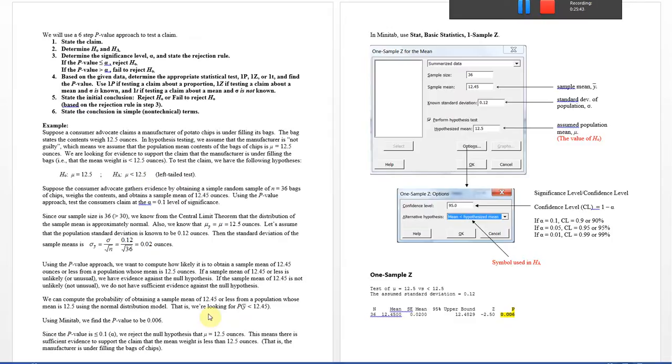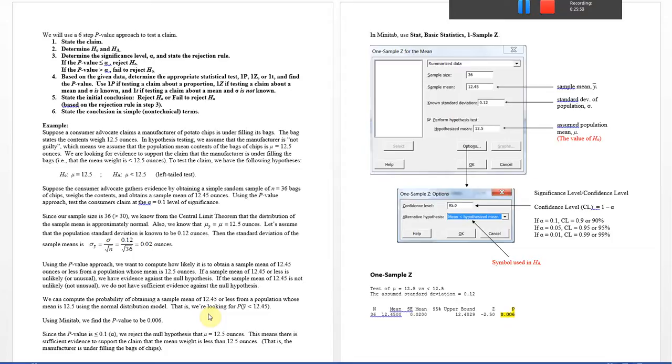And so we use Minitab, and that's going to come up with 0.006. And since our p-value is smaller than our alpha, we're going to reject the null hypothesis, and that means there's sufficient evidence to support the claim that the mean weight is actually less than 12.4 ounces. That is, the manufacturer is actually underfilling the bags of chips.